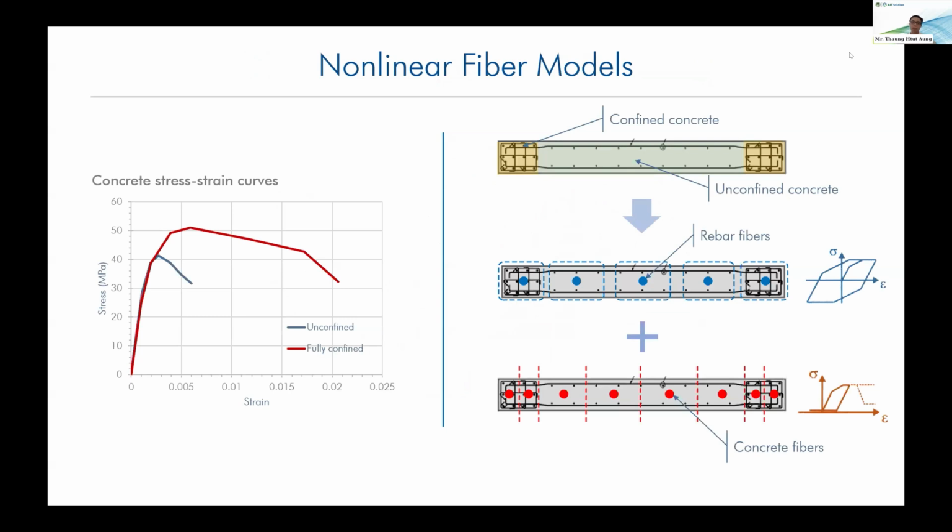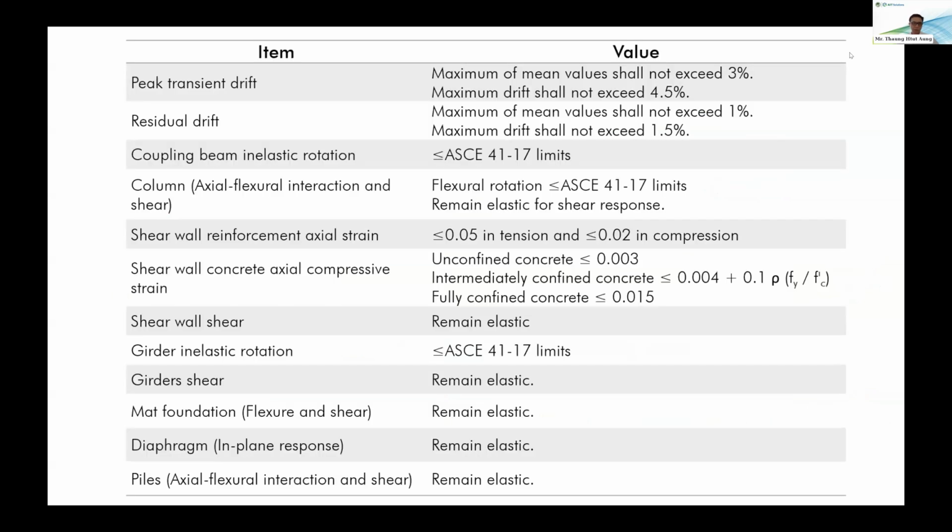For shear walls and columns, we use fiber models. For the shear walls, we can model the confinement effect at the boundary zone with confined concrete, and in the middle zone, we can consider unconfined concrete material properties in our nonlinear model. These parts will be explained in more detail in the next presentation.